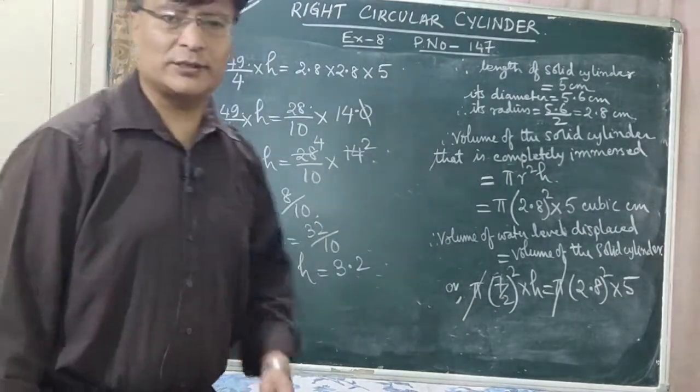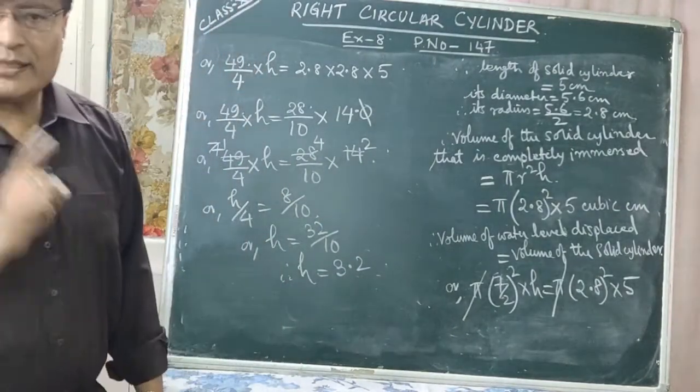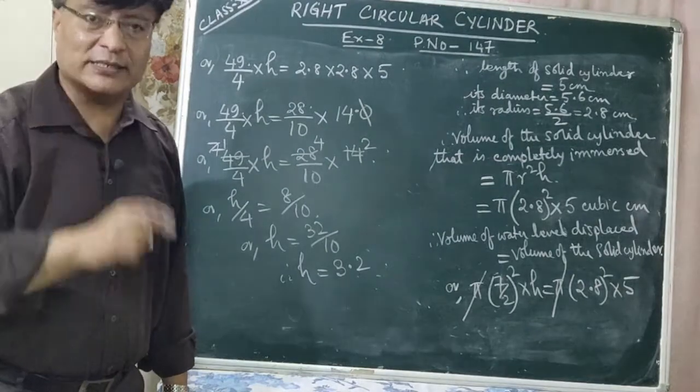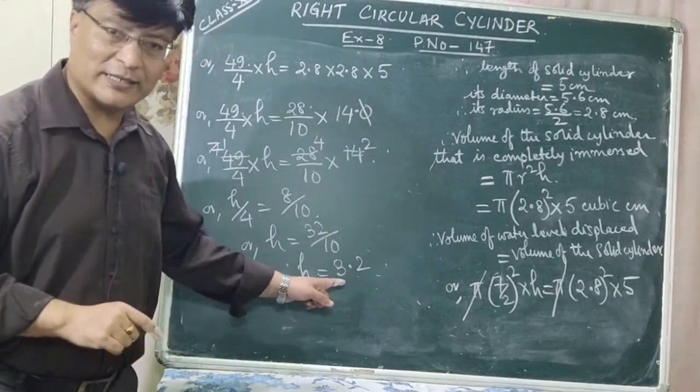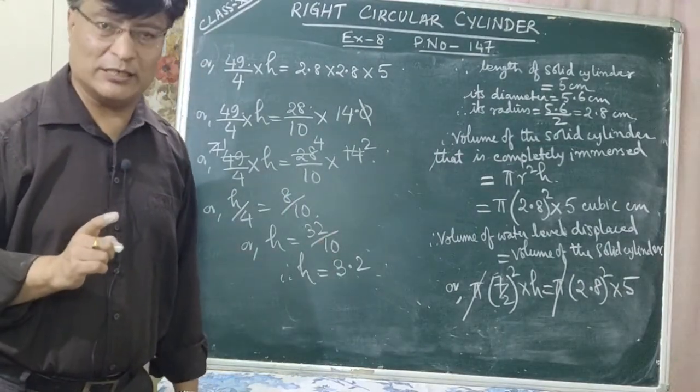That is, this will be 3.2. So what was h? What is the height of the water level raised? The height of the water level raised is equal to 3.2 centimeter.